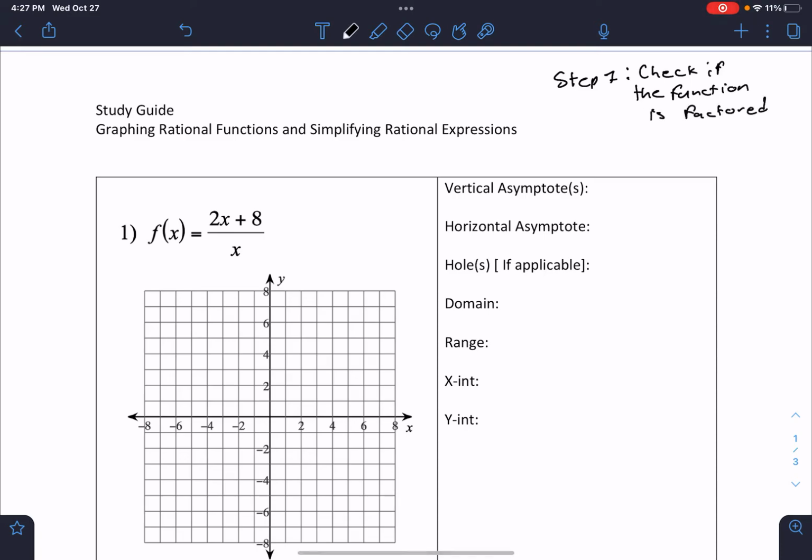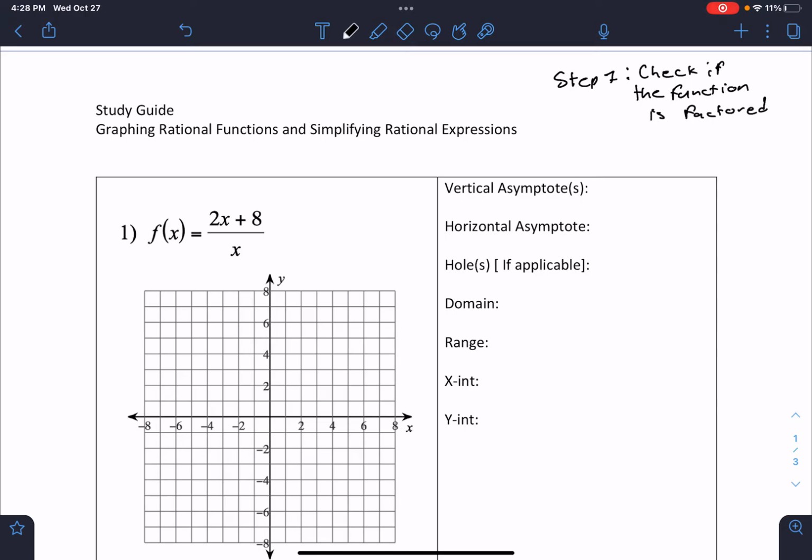So when I look at this one, I don't have to worry about that too much because this is just a linear function. So we can't take an x out. We can technically take a 2 out, but nothing is going to cross out and nothing is going to get simplified. So I'm just going to leave it the way that it is. And now I'm going to go on to my vertical.